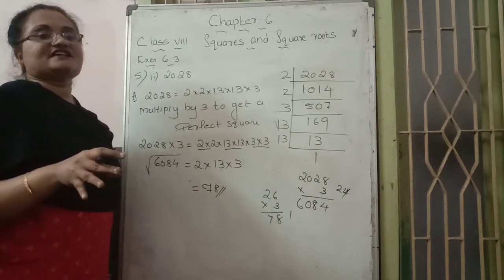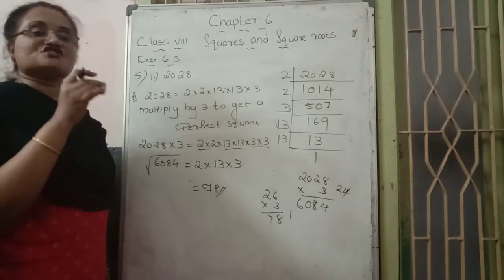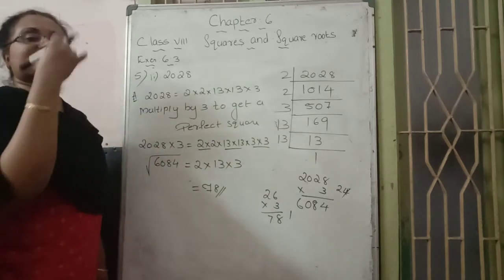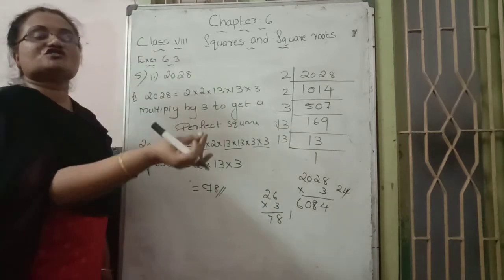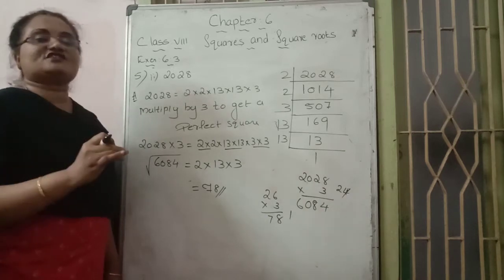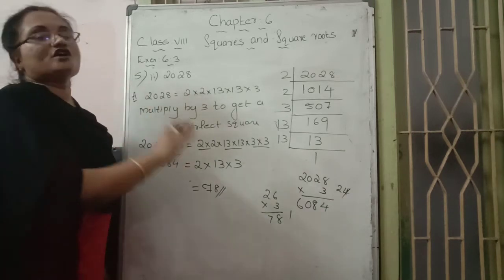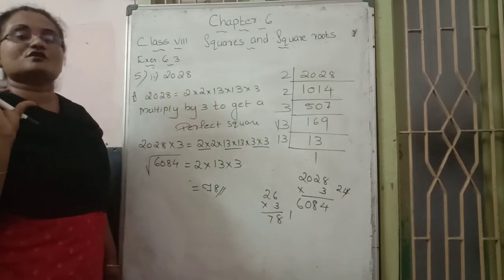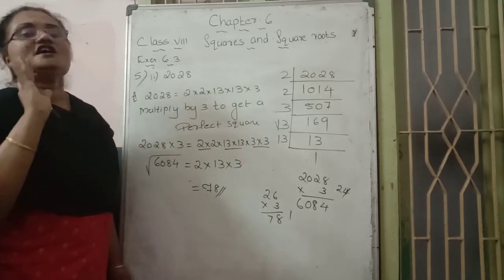Just prime factorization, doing pairing. Which number has no pair? Using that number, take another number, multiply both sides and make it a perfect square, and find out the square root of that perfect square number. That is the meaning of the fifth Roman.